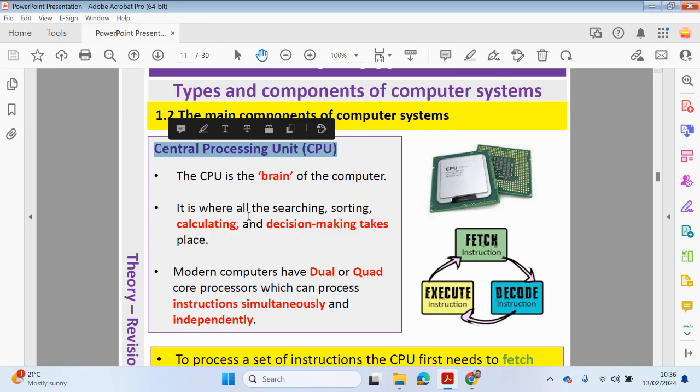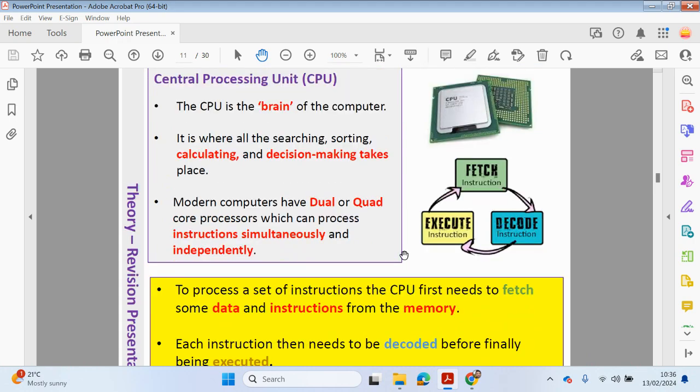So we basically looked at it and the CPU is the brain of the computer system. It's where all the calculating and decision making takes place. And most modern day computers have dual or quad core processors which can process instructions simultaneously and independently. So the CPU allows an instruction or data to be processed, decoded, and executed.